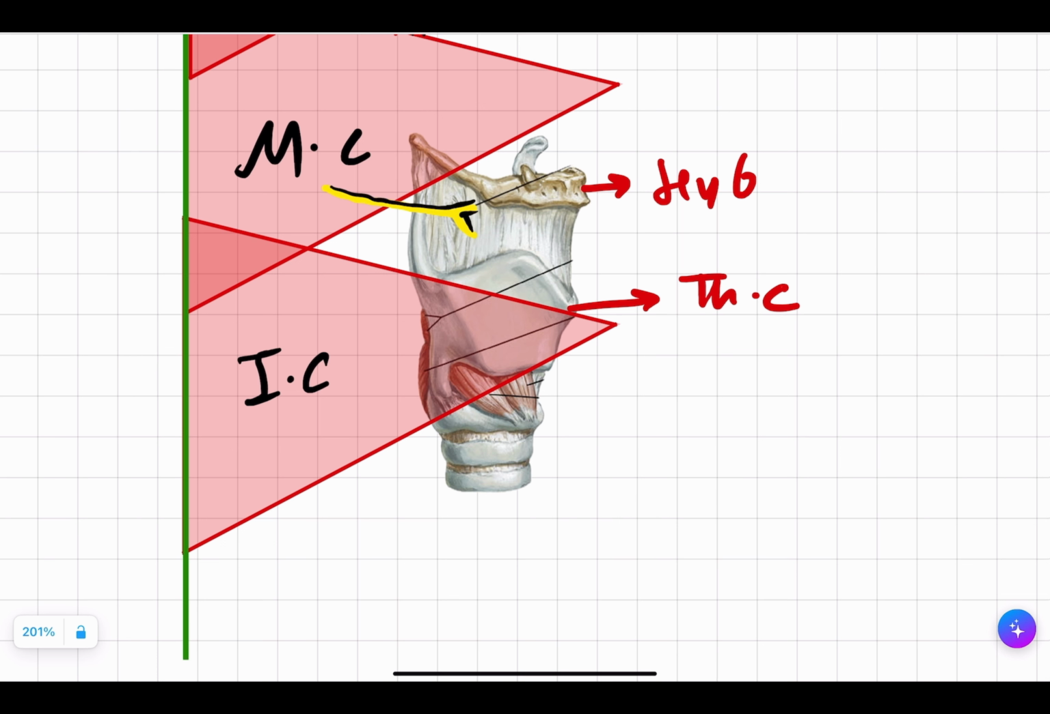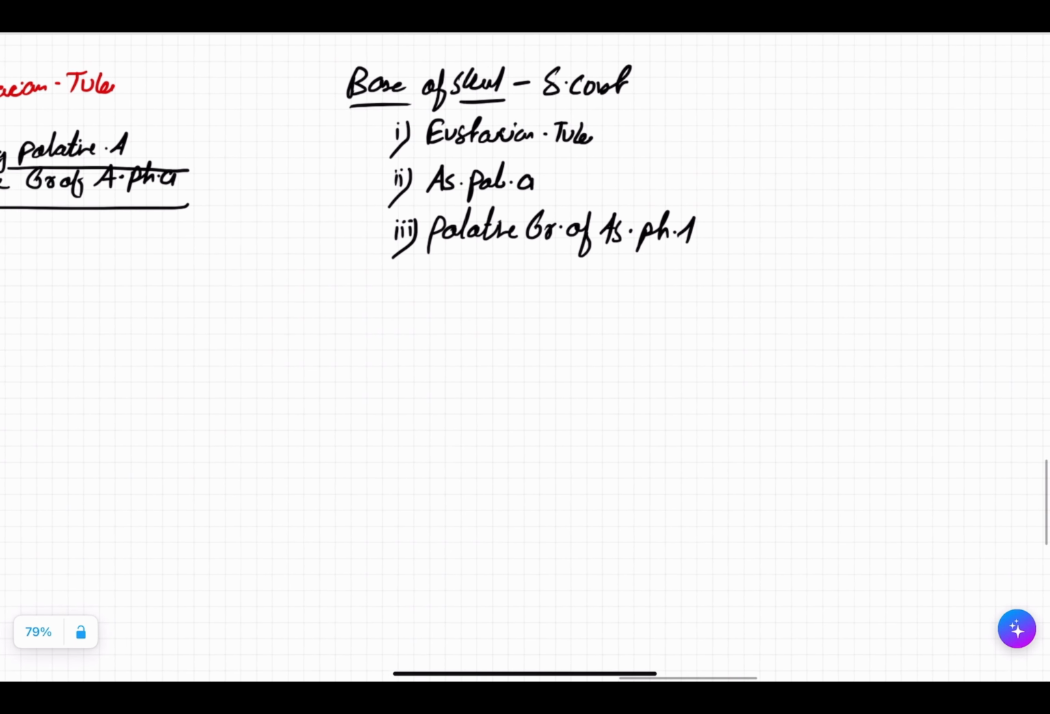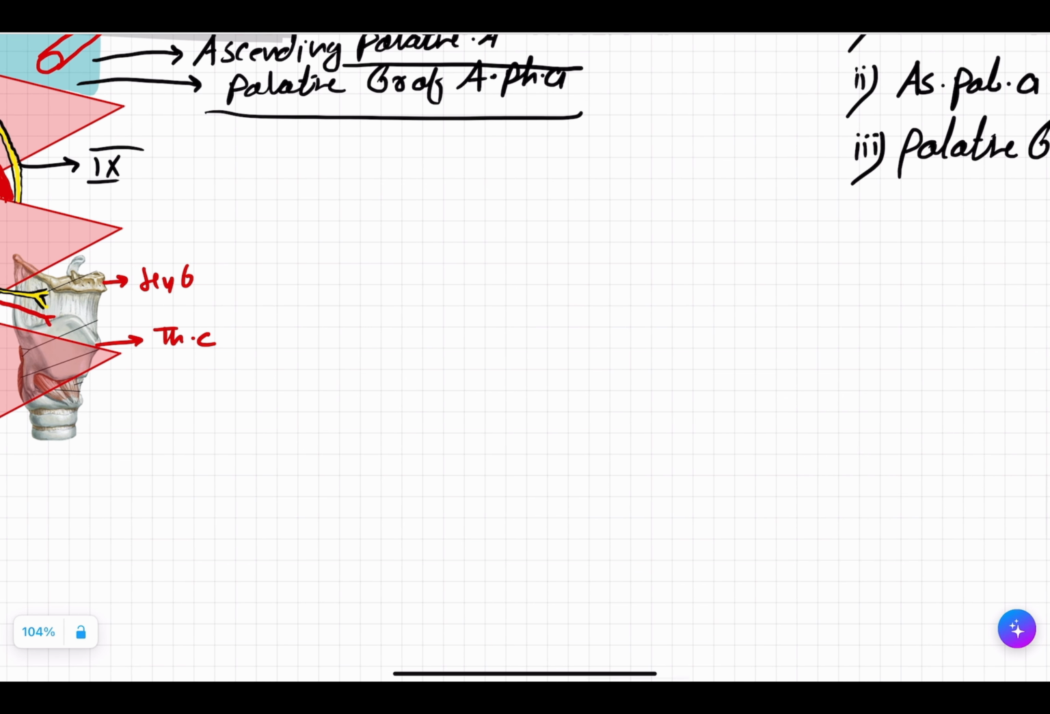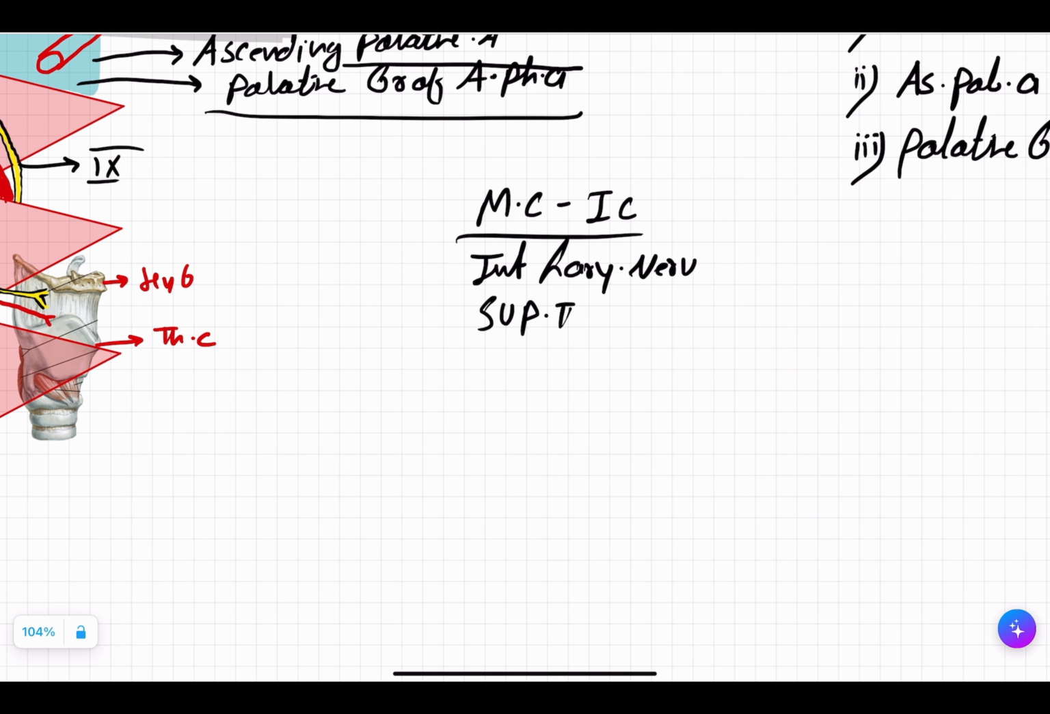Besides internal laryngeal nerve, what will be there? Superior thyroid artery, because this is above the thyroid. So superior thyroid artery. So let's write what is between. Here we will write it here. Between middle constrictor and inferior constrictor, what do we have here? We have internal laryngeal nerve. What else? We have superior thyroid artery.